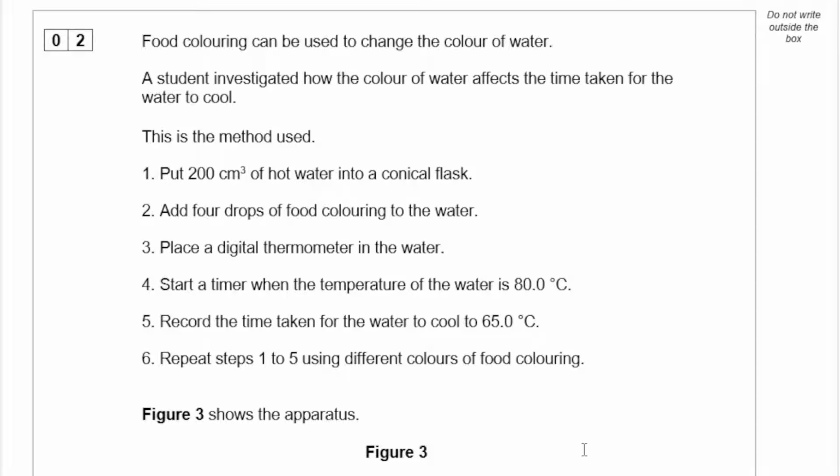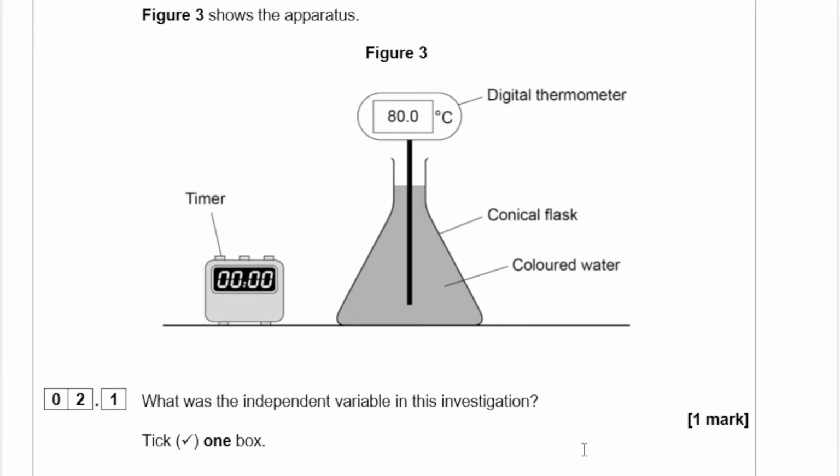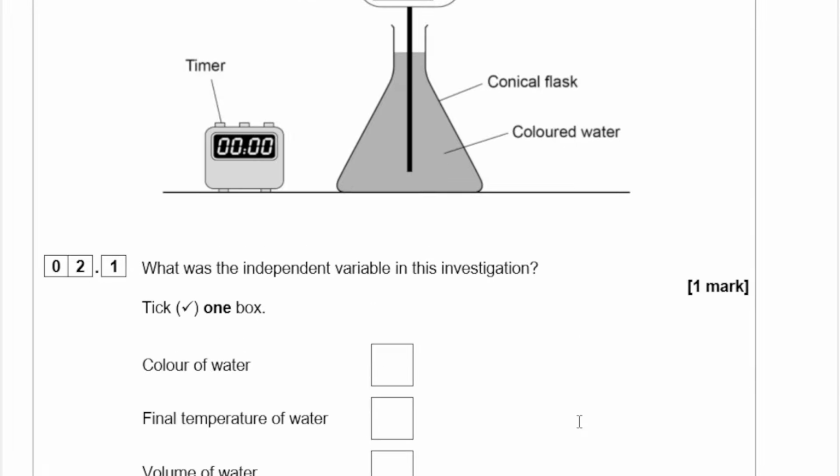So figure 3 shows the apparatus used. You have the conical flask with the colored water, the digital thermometer showing 80 degrees and the timer at 0. What is the independent variable in this investigation? Now the independent variable is what you would change, right? Here they're changing the color of the water. Okay. Now the final temperature is actually going to be your dependent variable.